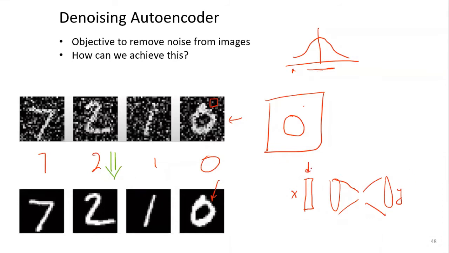Now what are we giving as X? So the loss is going to be some function of Y minus X. What is the X? Is it going to be this, or is it going to be this, or what is it going to be? It is going to be the correct image.